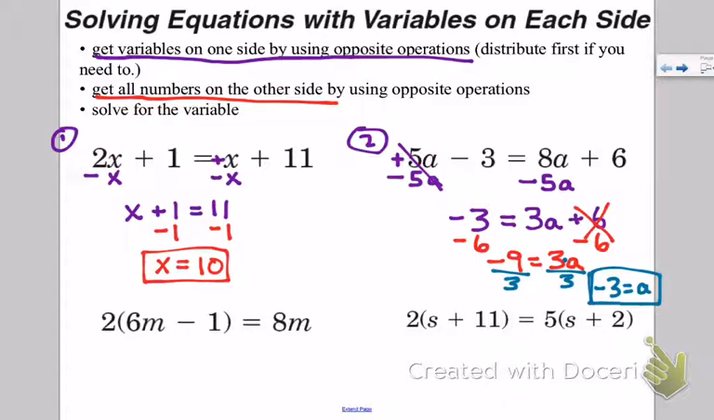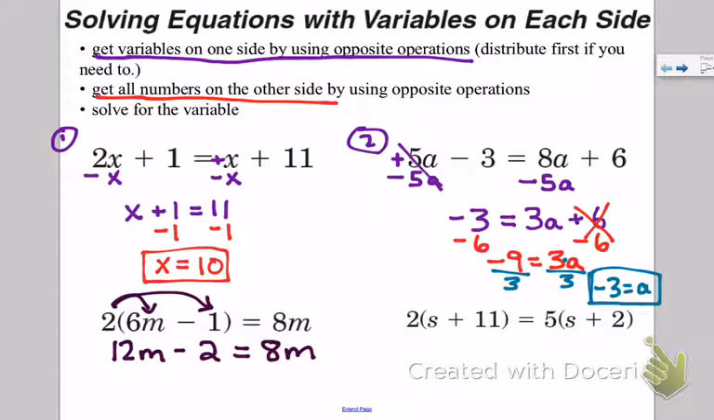Now, when we see problems that require us to distribute first, that's what we need to do. Before we can even move something, we need to get rid of those parentheses by distributing. So 2 times 6m is 12m, and 2 times negative 1 is negative 2. And that's equal to 18.